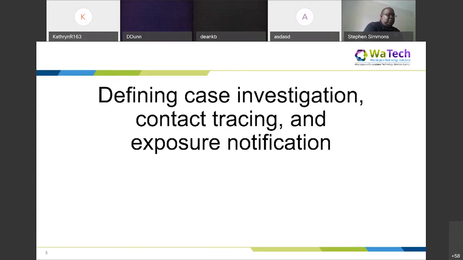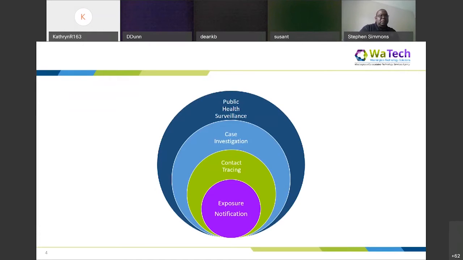So for defining case investigation, contact tracing, exposure notification, I was able to talk to an epidemiologist about these concepts, and I had originally been thinking of them as distinct, and we would be discussing the differences between them, but he helped me understand that they're really interrelated and overlap each other. And so while there's a broader public health surveillance effort, contact tracing and case investigation are fairly similar, and they all stem from exposure notification as well. So I'm going to get into those concepts.